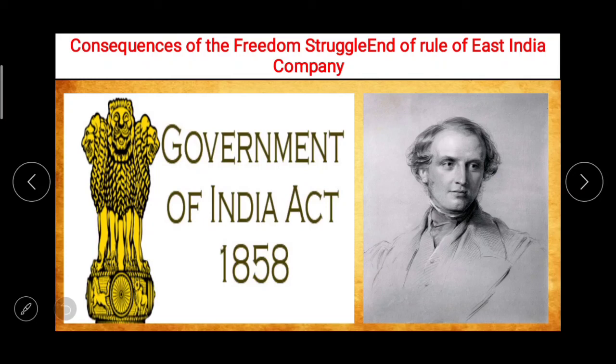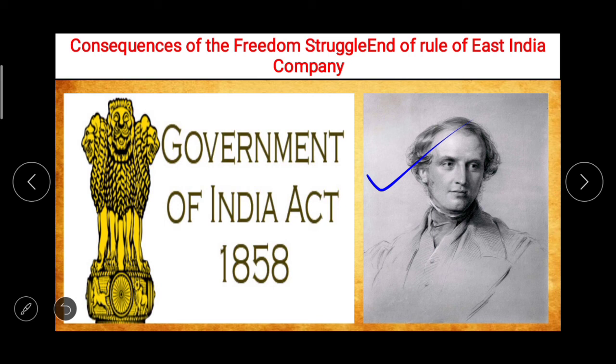The Governor General was now designated as the Viceroy of India. Who was designated as the Viceroy of India? Governor General. So Lord Canning, here you can see, happened to be the last Governor General and the first Viceroy. Governor General post जो थी वो गई और उसकी जगह पे Viceroy की आई. तो लास्ट गवर्नर जनरल अब Viceroy बन चुका था.